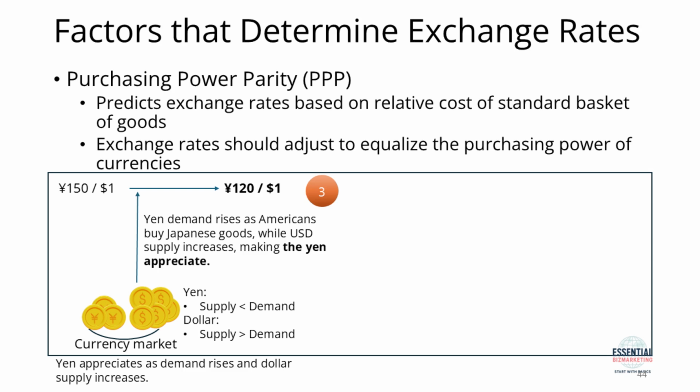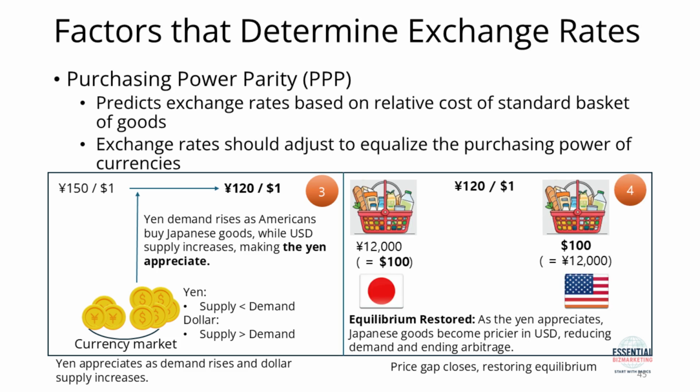Now let's see how these currency flows move the exchange rate. As yen demand rises and dollar supply increases, the yen begins to appreciate against the dollar. This appreciation reflects the shifting balance in the currency market. Let's confirm how appreciation restores balance. The exchange rate adjusts from 150 yen to 120 yen per $1, aligning prices across both countries. As the gap disappears, arbitrage ends and purchasing power parity is fully restored.